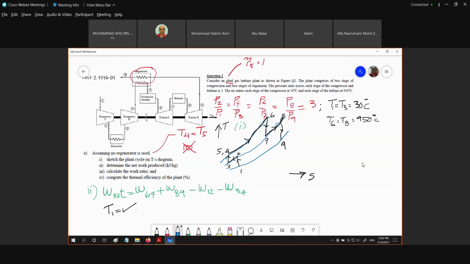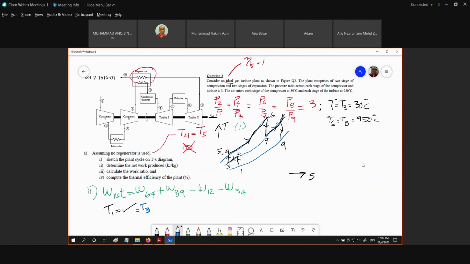Why is T1 equal to T3? Intercooling. Not intercooler. Because of complete intercooling. Yeah, that's why the temperature is the same. The temperature T1 is equal to T3, meaning that it is complete intercooling.